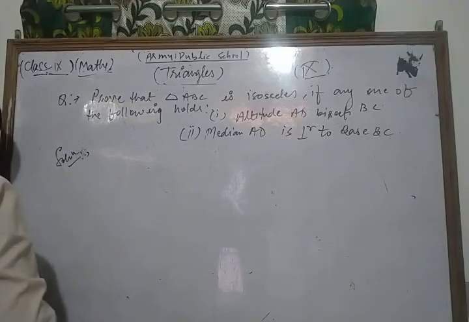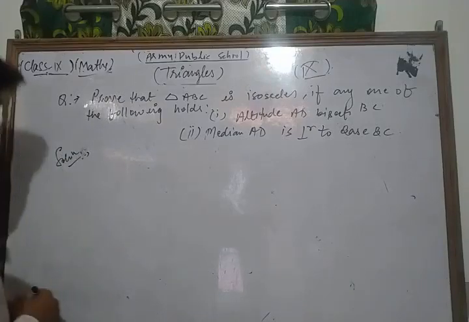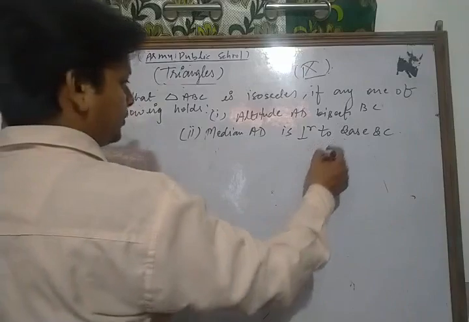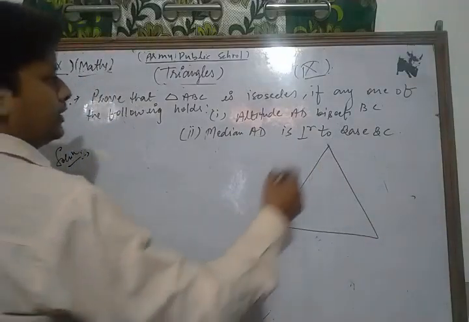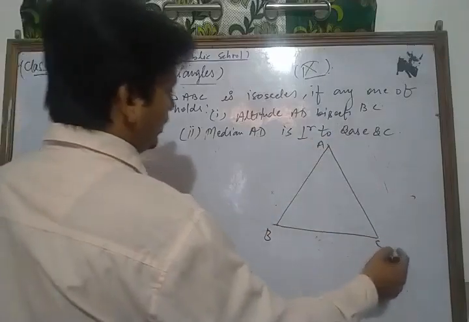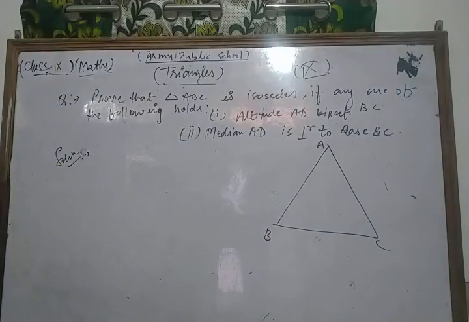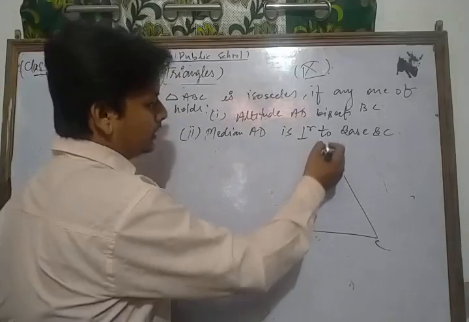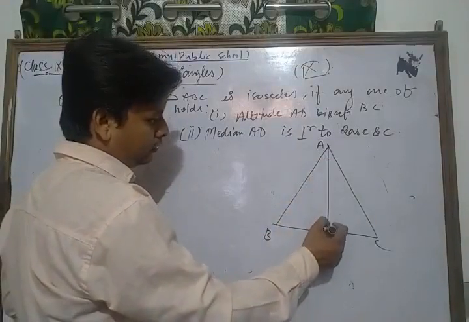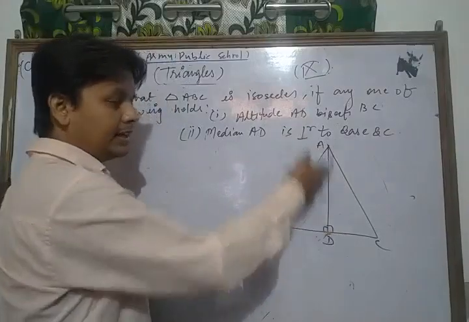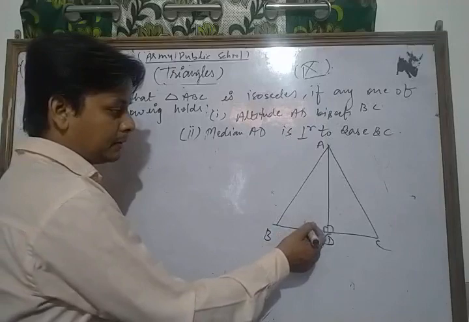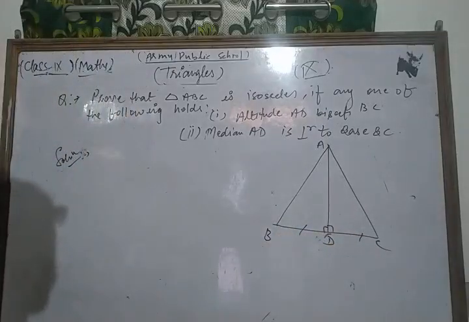Now let's see its solution. So first of all, we draw ABC, a triangle. If any one of the following holds, altitude AD bisects BC. Suppose that we draw AD perpendicular to BC. Bisects BC means what, dear friends? It means that line segment AD divides the opposite side BC in two equal parts. This is the concept behind that.